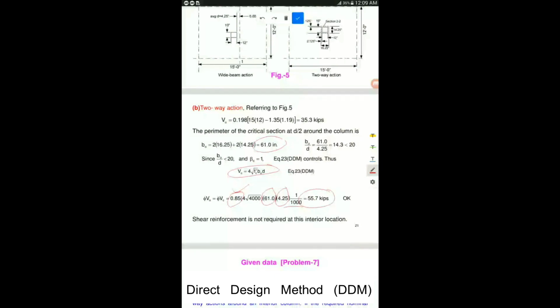Now compare this two-way shear strength with the value here. So it seems that there is no need of shear reinforcement for this interior location. This is the end of this numerical for the design of flat plate system using direct design method.